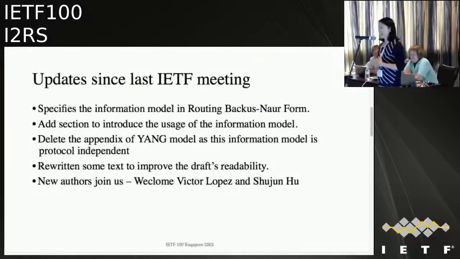Since the last IETF meeting, we have several updates. The first is that we specify the information model in routing backus-naur form. That means our information model obeys the BNF grammar. It makes the information model easier to understand. And the second one is we add a new section to introduce the usage of the information model. And then we delete the appendix of the YANG model according to some comments, since we think our information model is protocol independent. What's more, we rewrite some text to improve the draft readability.